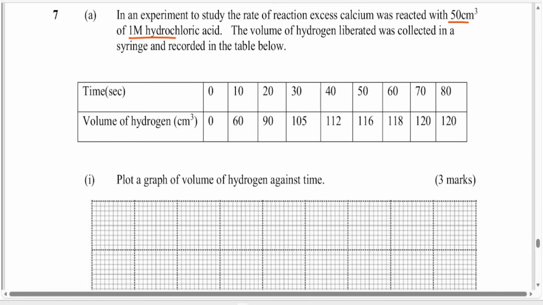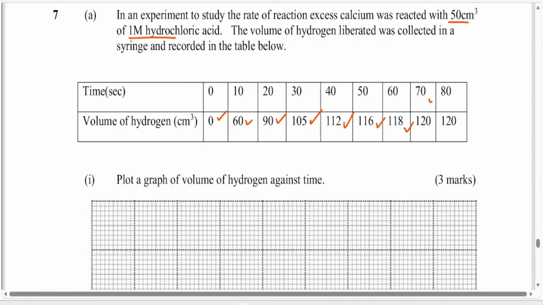At 0 seconds, the hydrogen gas that was produced was equivalent to 0. At 10 seconds, 60 cubic centimeters of hydrogen gas was produced. At 20 seconds, 90 cubic centimeters. At 30 seconds, 105 cubic centimeters. At 40 seconds, 112 cubic centimeters. At 50 seconds, 116 cubic centimeters. At 60 seconds, 118 cubic centimeters were produced.